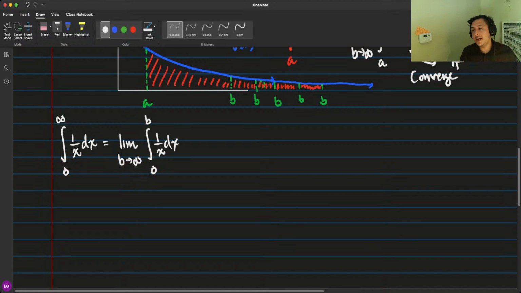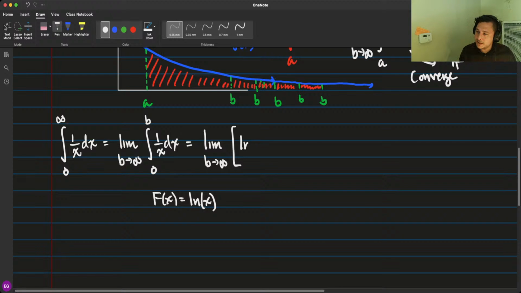Okay, now what is the antiderivative of 1 over x? What has a derivative equal to 1 over x? Do we remember? Yeah, natural log. So what you have here is the limit as b goes to infinity of, so you need f of b, so that's going to be natural log of b, minus the natural log of 0.